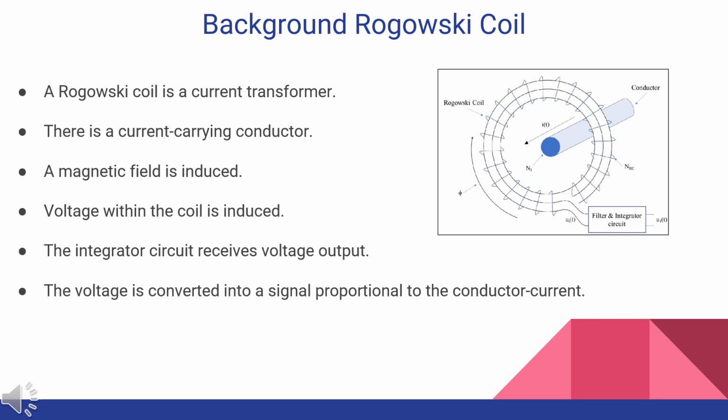A Rogowski Coil Integrator is for a Rogowski coil. A coil is a current transformer to measure alternating current. There is a large coil and a conductor. A large current is driven through the conductor and induces a magnetic field onto the coil, which turns that current into the voltage in the coil, which goes to our Rogowski integrator.